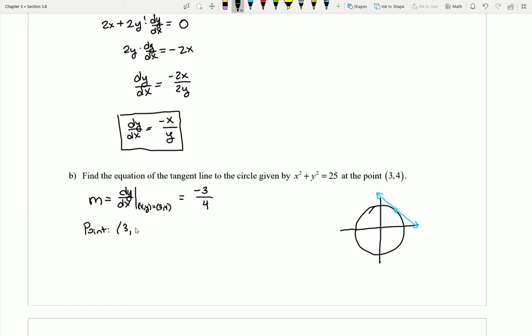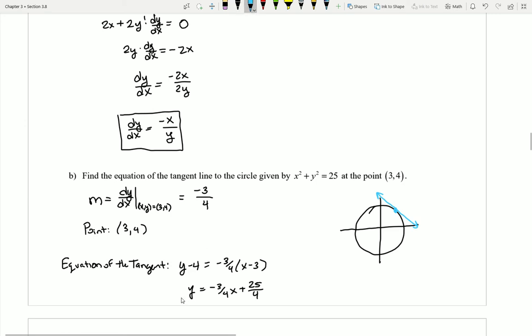My point, of course, is 3 comma 4, and so now it should be really easy to go ahead and write the equation of that tangent. So that's going to be y minus 4 is equal to negative 3/4 times x minus 3. And if I simplify that, I'm going to end up with negative 3/4 x, and again, I end up with something like 25/4. So notice that this is actually the exact same equation that we ended up with back in example 2. I want to go back and take a look at that just to confirm.